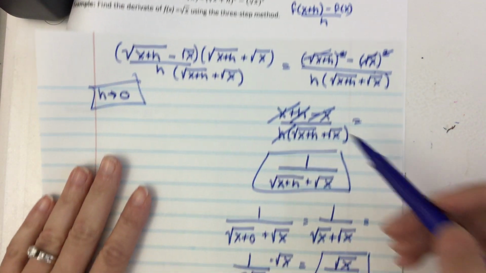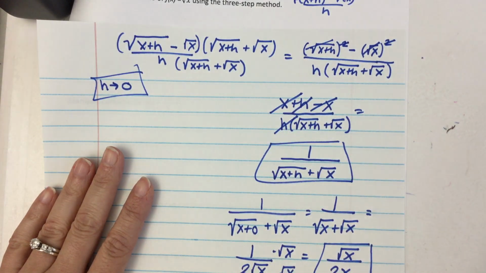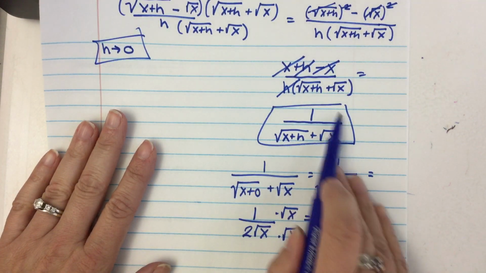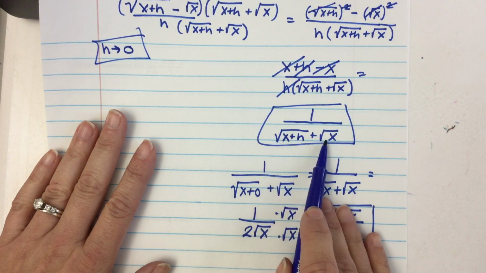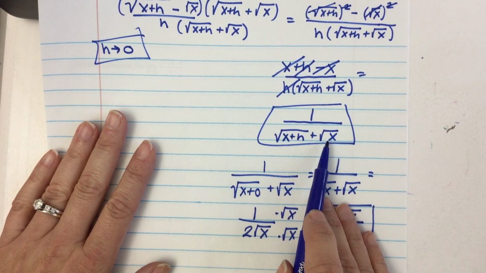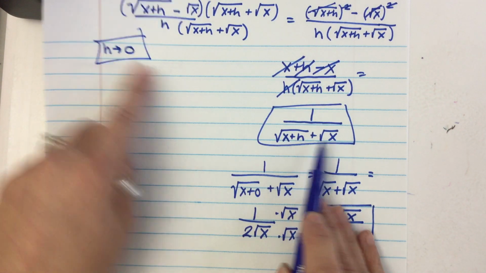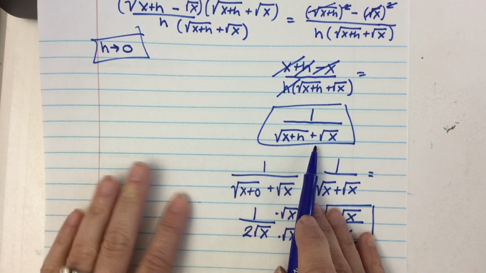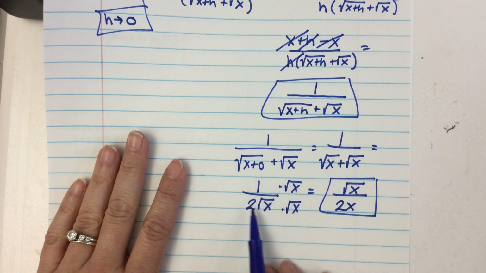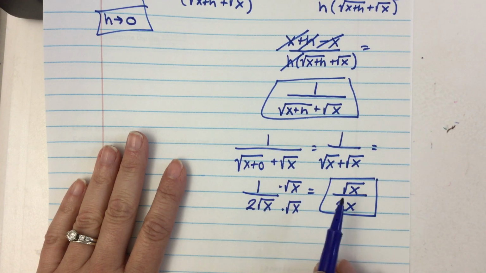From there, I was able to cross off that h on the bottom that was causing the problem, leaving me with this. It's okay to have the square roots on the bottom of this step because it's not the final step. This is just in a format where it's okay to put 0 in for h. Once I do that, then this is your final answer, so you have to rationalize the denominator.